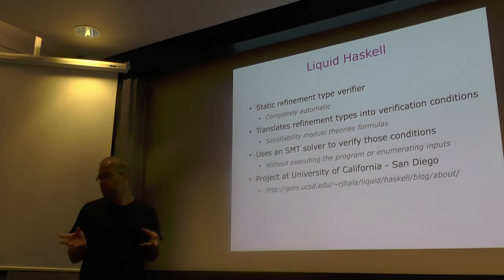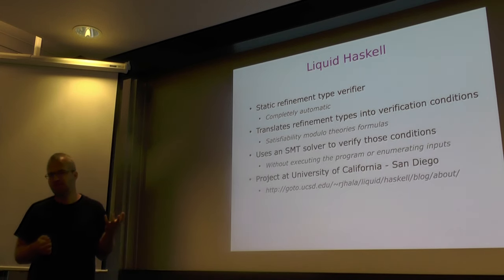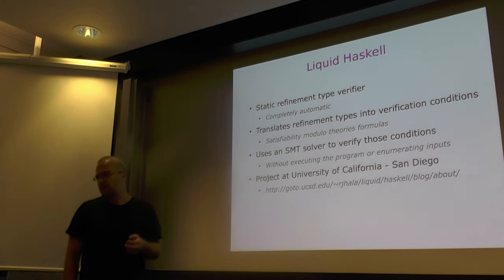It's a separate tool that you can run on your Haskell sources, either one source or multiple sources, and it's going to check the refinement type safety. And it's completely automatic, nothing else is needed. So it's just like another computational step.